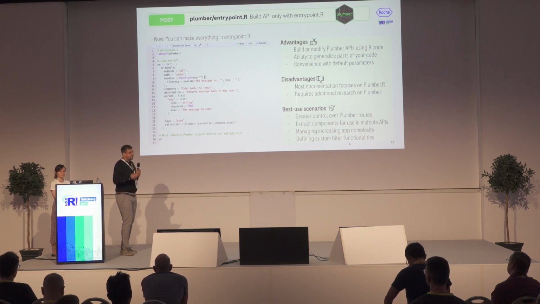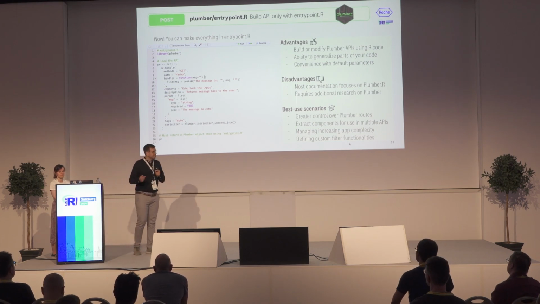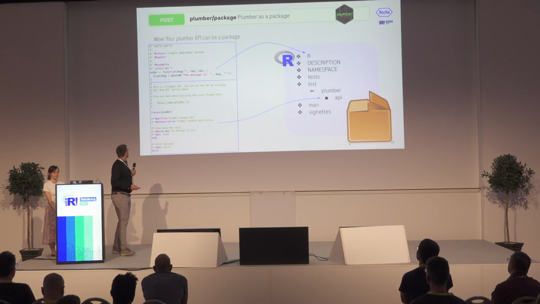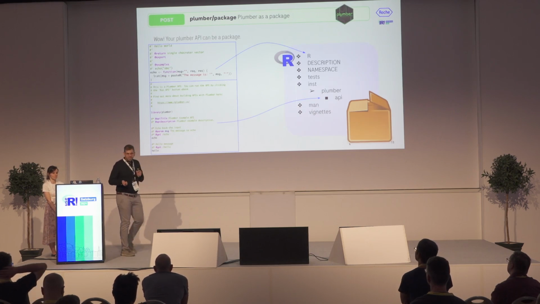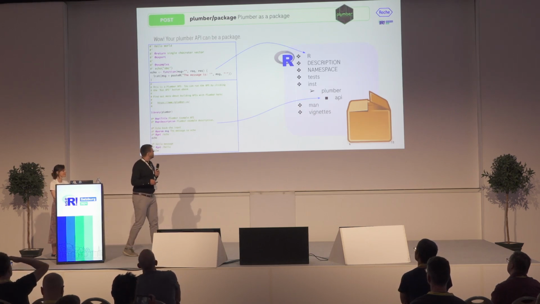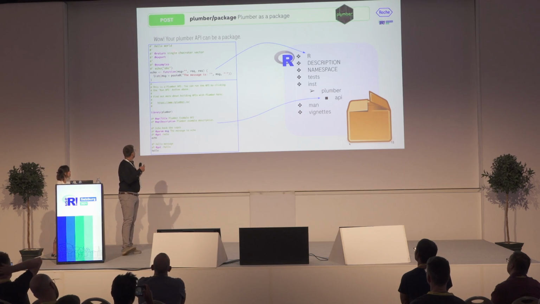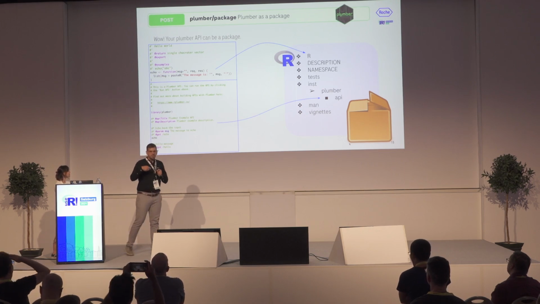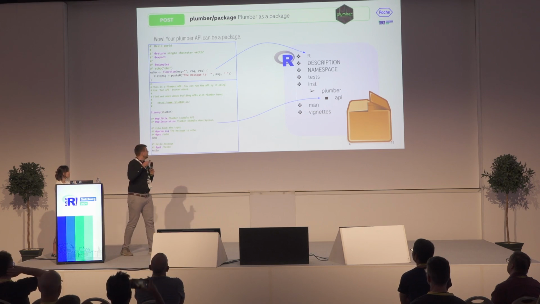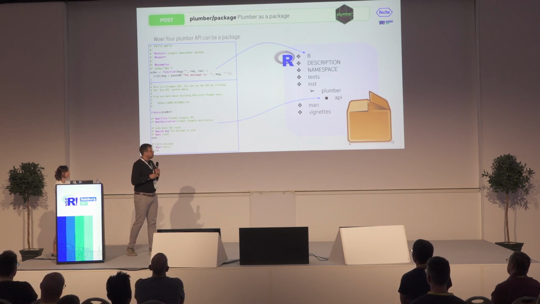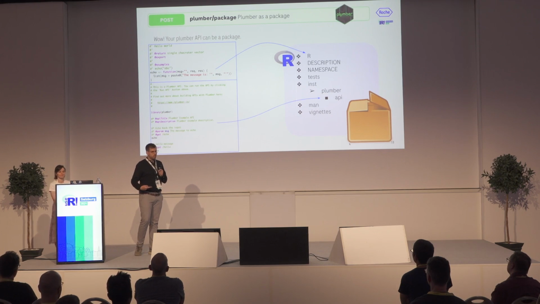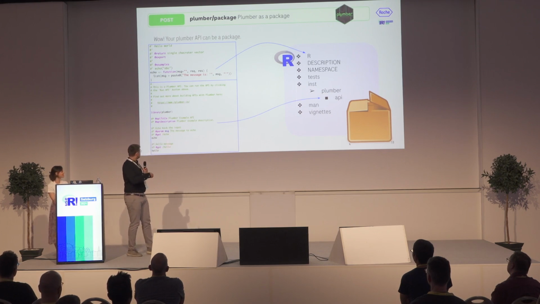But yeah, this is not the end of the structure that we have. Wow, you can build your Plumber API as a package. You can pack everything that contains the business logic into the R directory and follow the standard package development process for R. And the Plumber definition can just be stored in the inst directory as a plumber.R file.